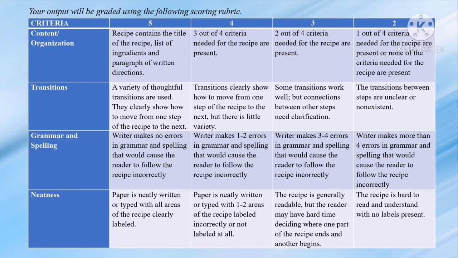Criteria: neatness. 5 points. Paper is neatly written or typed with all areas of the recipe clearly labeled. 4 points. Paper is neatly written or typed with 1 to 2 areas of the recipe labeled incorrectly or not labeled at all. 3 points. The recipe is generally readable, but the reader may have a hard time deciding where one part of the recipe ends and another begins. 2 points. The recipe is hard to read and understand with no labels present.